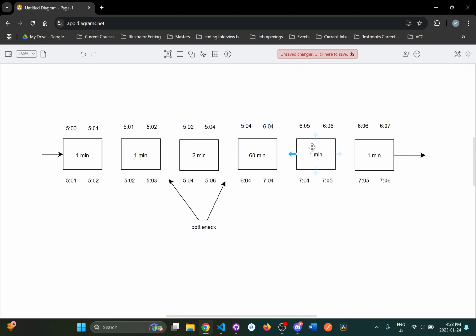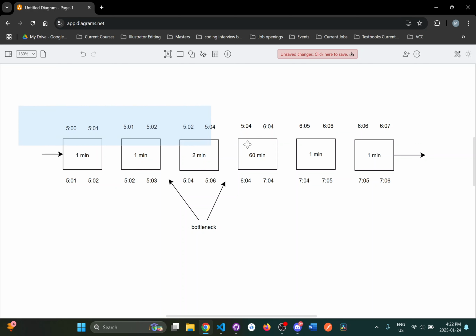Once the car is passed to them at 6:05, it takes 1 minute for them to do something. It's done at 6:06, and it passes on to the next stage. That stage starts at 6:06 and takes 1 minute, so it'll be done at 6:07, and then the car is complete.